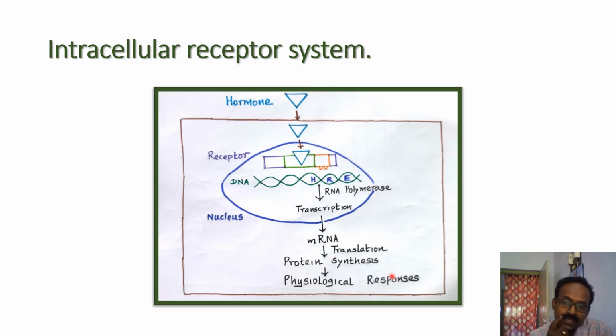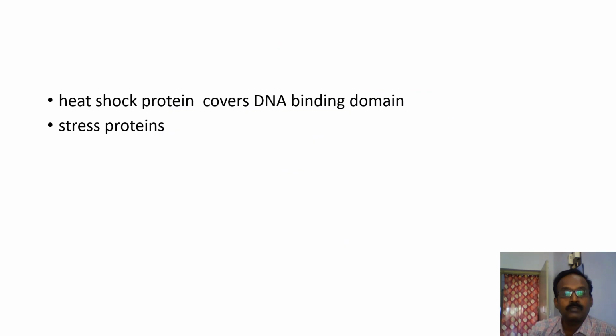Steroid hormones and thyroid hormones mainly act through the nuclear receptor. In the nuclear receptor, heat shock protein covers the DNA binding domain. In steroid hormonal action, it is called the stress protein. It covers the DNA binding domain. The heat shock protein is called the stress protein here.